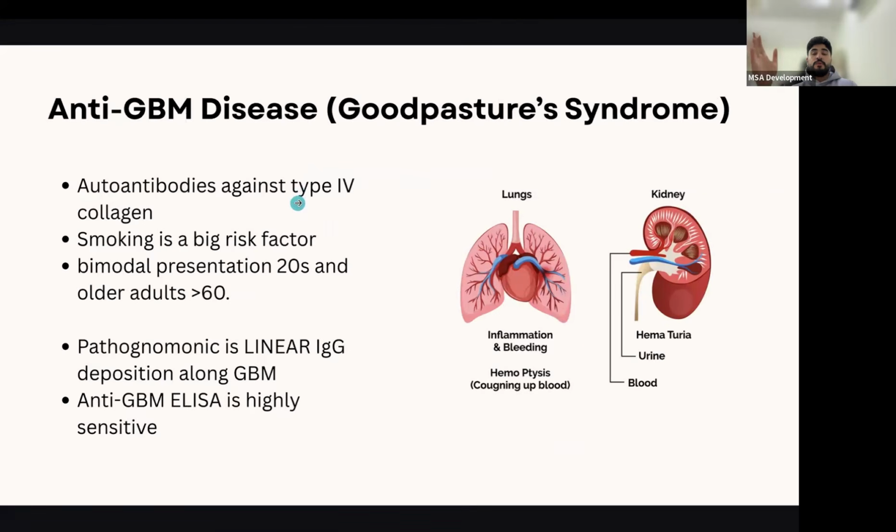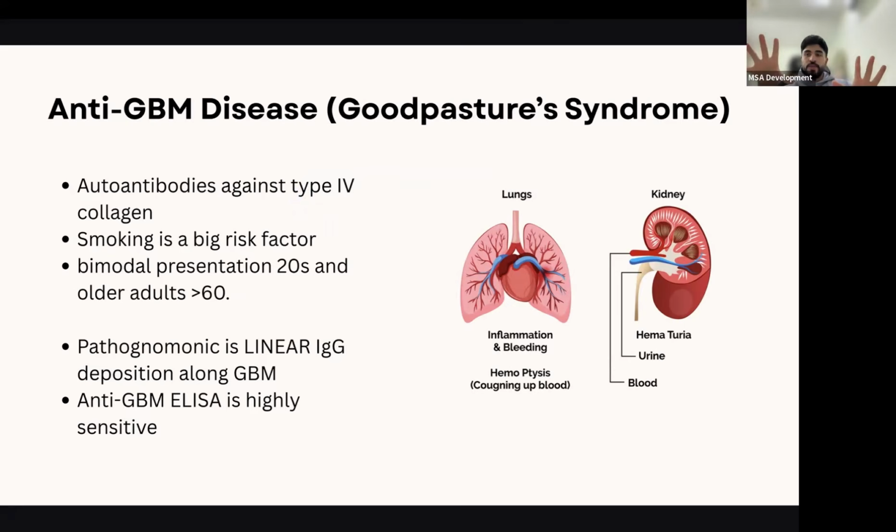Now, we move to anti-GBM, or Goodpasture syndrome. It's one of my favorite syndromes to study, very easy. Basically, what happens here is that you're going to have these antibodies that are going to target your type 4 collagen. Where is this type 4 collagen predominantly found? In two places, in your kidneys and your lungs.